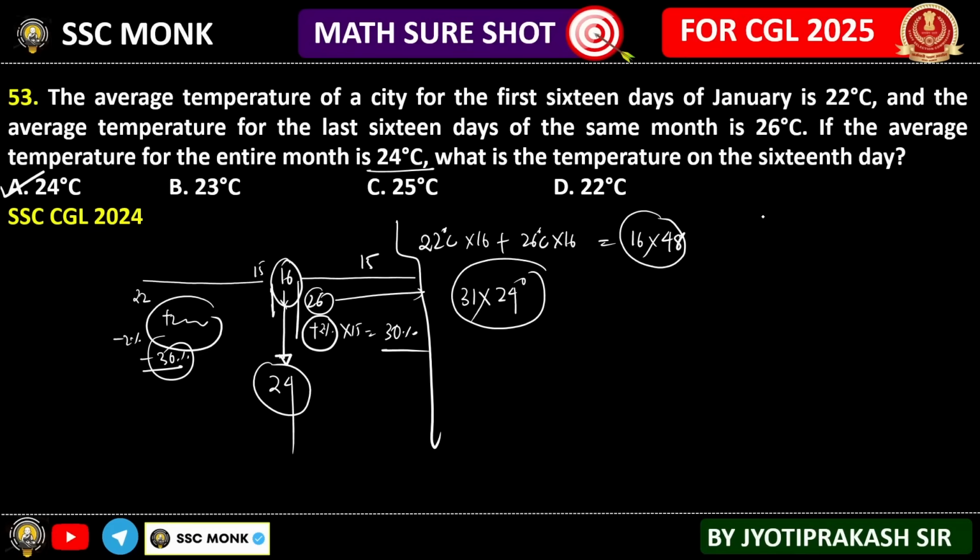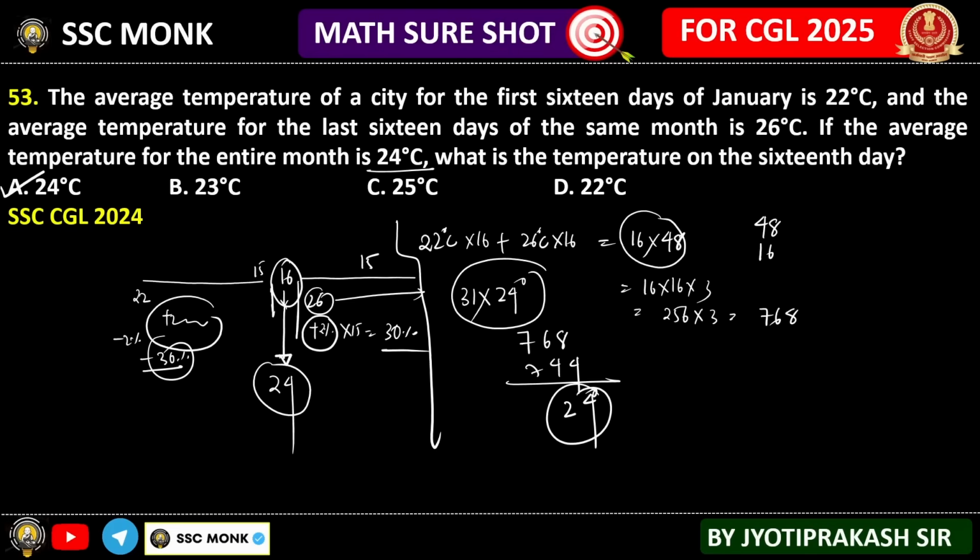Sir, 16 into 48. What you can do? Sir, 16 into 16 into 3. 16 into 16 is equal to 256 into 3. That is equal to, 3 6 is 18, 25 into 3 is 75 plus 1, 768. Sir, 24 into 30 is equal to 720 plus 24 is equal to 744. So 744, 768 minus 744 is equal to, 8 4 is 4, 6 minus 4 is 2, that is equal to 24 degrees centigrade. Clear? Either you can go through logic or you can go through this way.